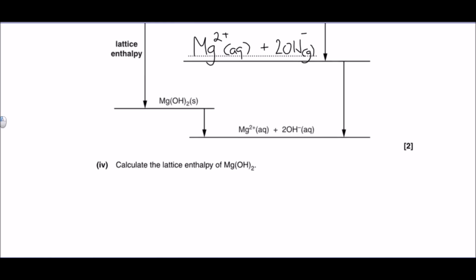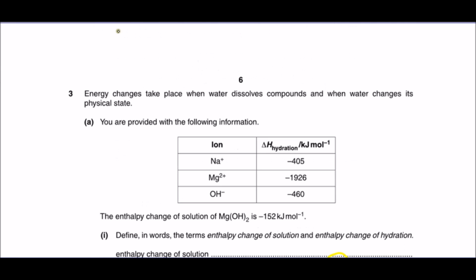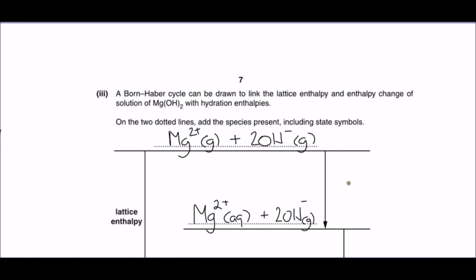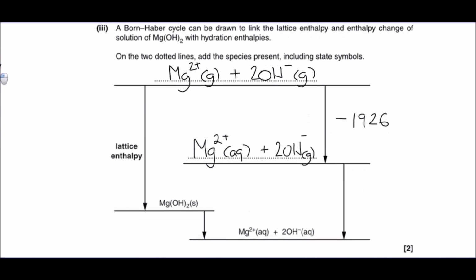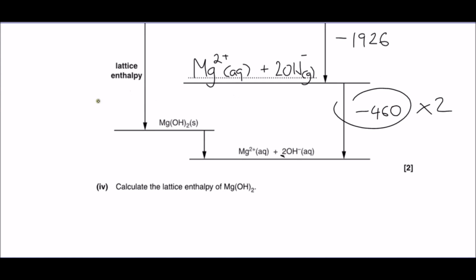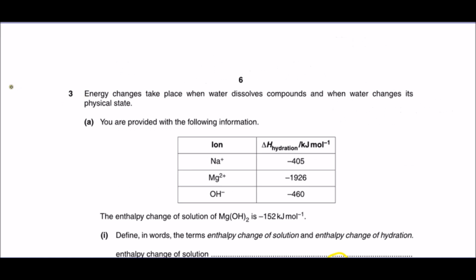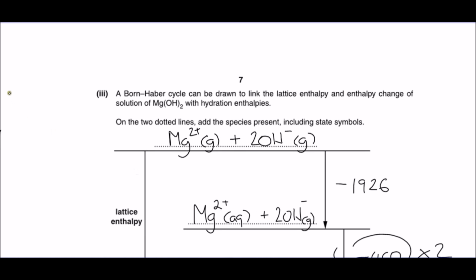And then it says calculate the enthalpy change of magnesium hydroxide. So we're going to need to put some values on these lines. If we look back over here, we've got hydration of Mg2+, minus 1926. And then we look for the hydroxide ion, that's minus 460. But there are two hydroxide ions, so we're going to times this by 2. If we write down our calculation, we need solution as well, sorry. So the enthalpy change of solution is minus 152. Let's put that on here as well.